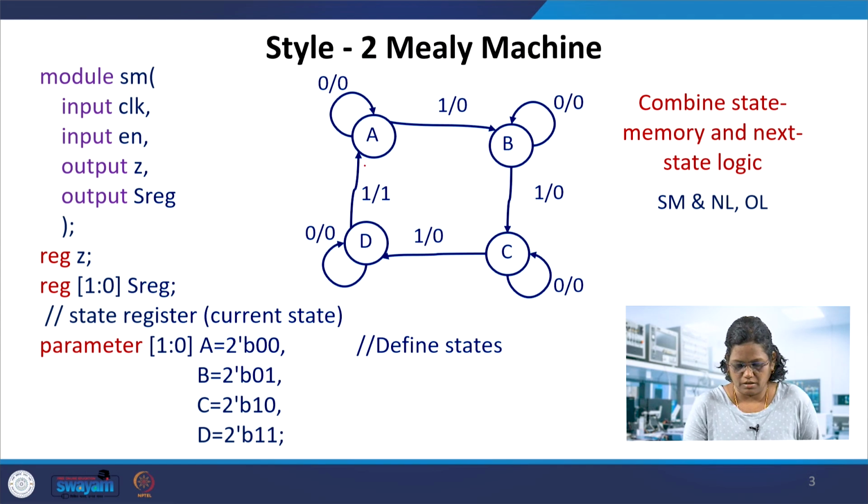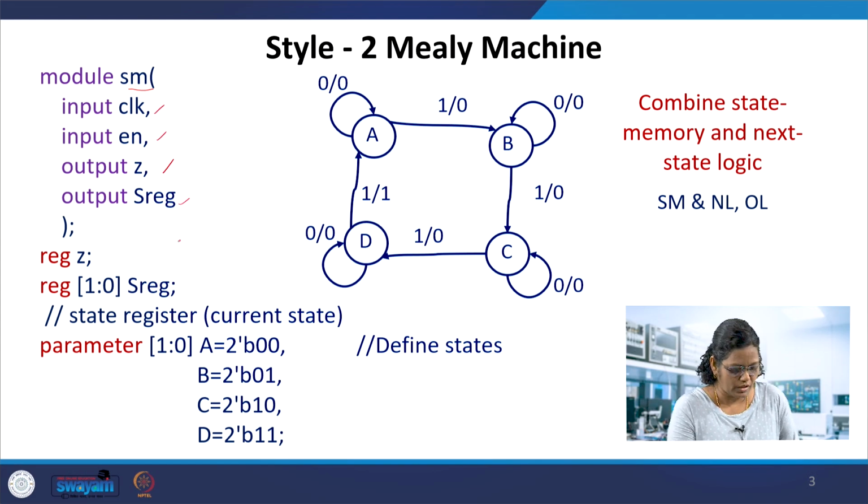This state machine we have modeled in Verilog. The module has the state machine with clock, enable, and outputs Z and SREG. As we are using an always block, these are going to store the variables, so they are declared as registers: Z, and SREG as a 2-bit register, because we have 4 states. Next, to define the 4 states A, B, C, D, we use the parameter declaration: 00, 01, 10, 11, as we did in any other state machine.